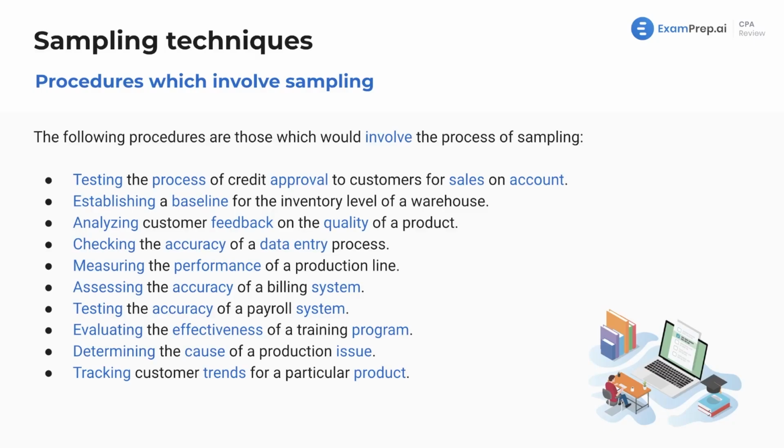Let's keep moving along. Here are some procedures which involve sampling. Examples here, you don't have to memorize these, just get familiar. The following procedures are those which would involve the process of sampling. So, testing the process of credit approval to customers for sales on account.